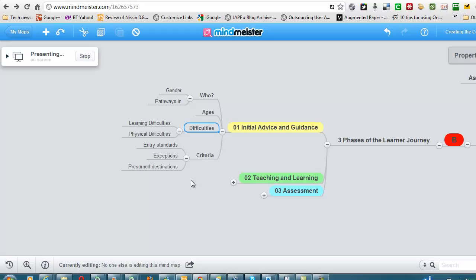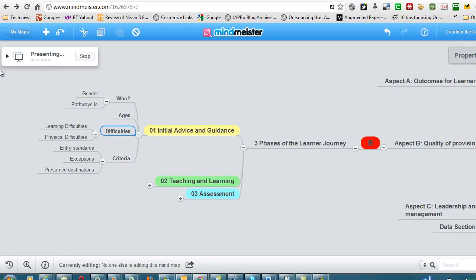Most courses will be based on a presumed destination. It will be an aspect of your planning that your course will take your learners to a predefined destination in most cases, obviously not in all. For example, a level 3 course should be designed to take a learner to higher education or into a good job. These factors here will all have an effect on the quality of provision.